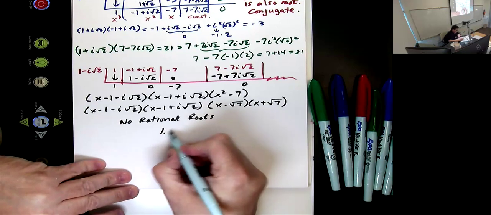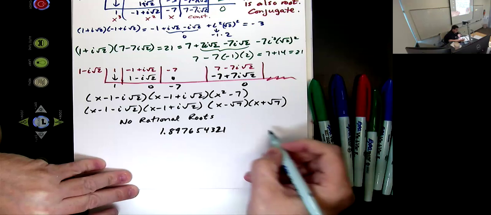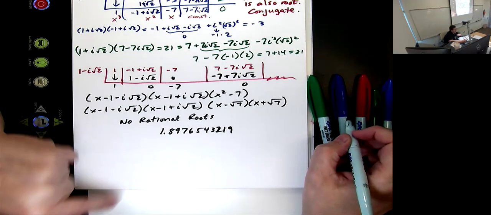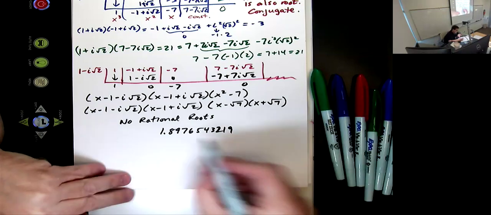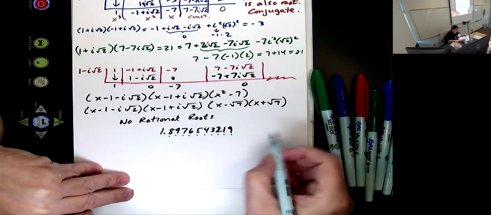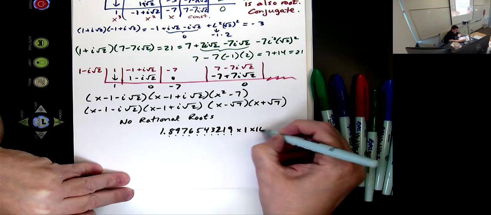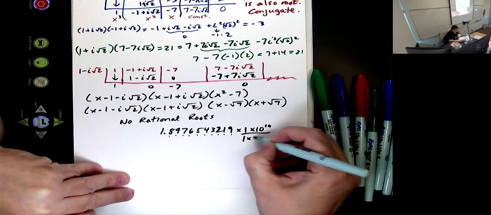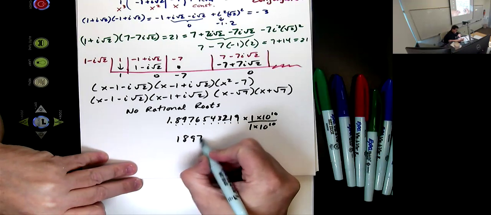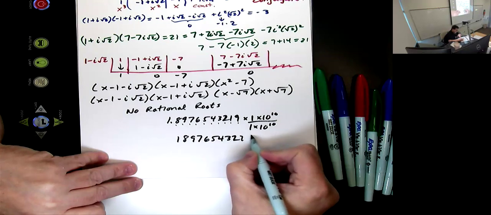Even 1.8976543219, I can turn this into a fraction. 1, 2, 3, 4, 5, 6, 7, 8, 9, 10. There's 10 decimal places. I'm going to multiply this by 1 times 10 to the 10th over 1 times 10 to the 10th. This gives me 18,976,543,219 over 10 to the 10th.